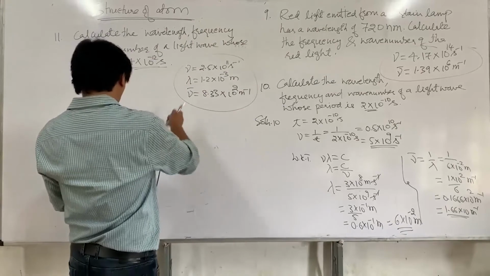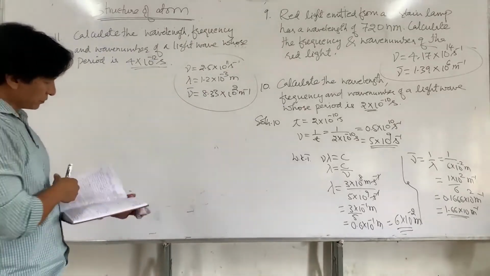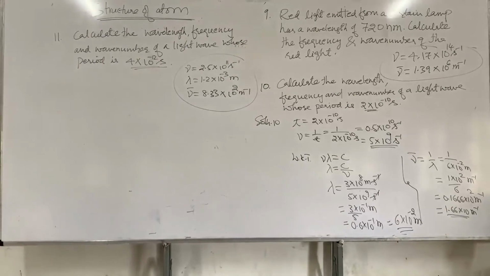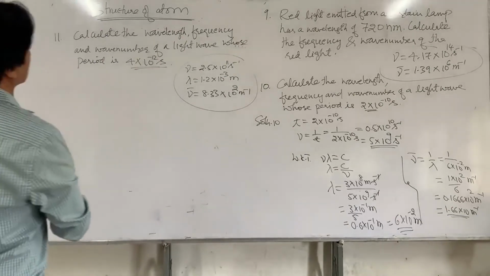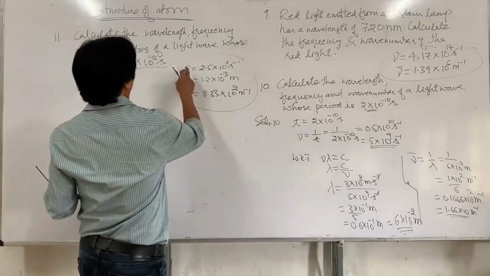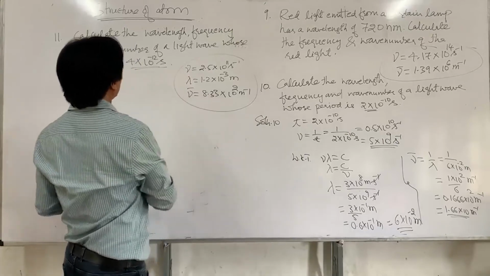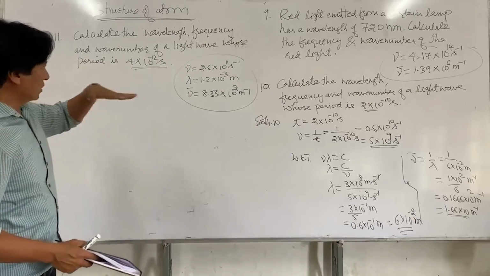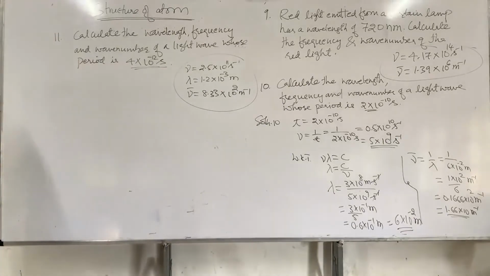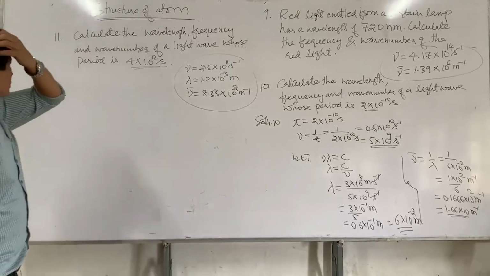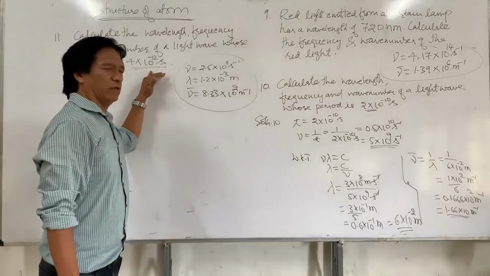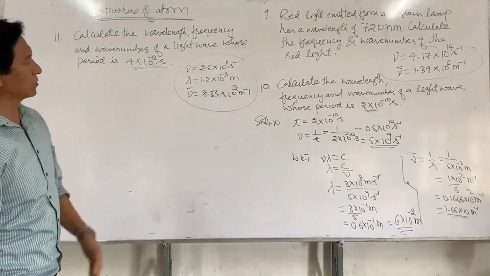If I'm not wrong, you're supposed to get these as your answers for the wavelength, frequency, and the wave number. You're given the period, that is the time during which a wave passes a point, which is 4 into 10 to the power minus 12 seconds. Very short duration of time, very short.